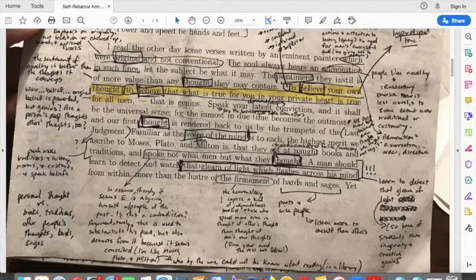For example, where he says that the highest merit we ascribe to Moses, Plato, and Milton is that they set at naught, or in other words, made useless or vain, books and traditions, and spoke not what men, but what they thought. "A man should learn to detect and watch that gleam of light which flashes across his mind from within." That obviously was something I thought was very important.